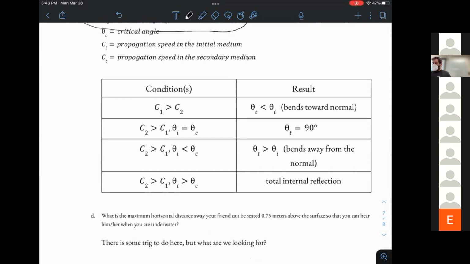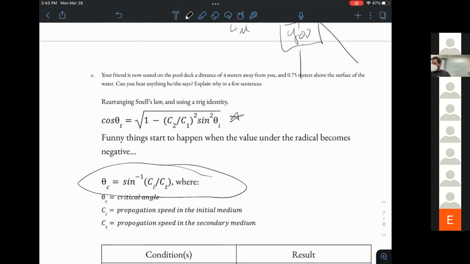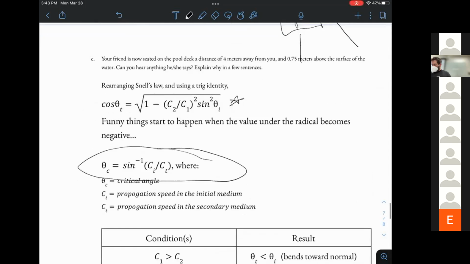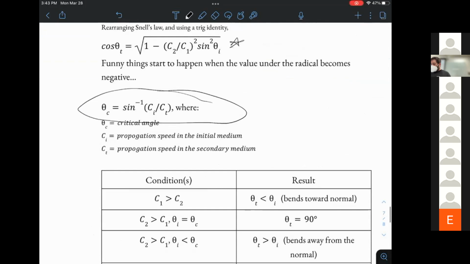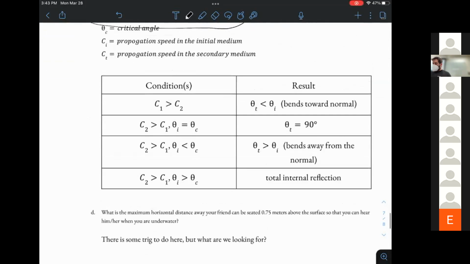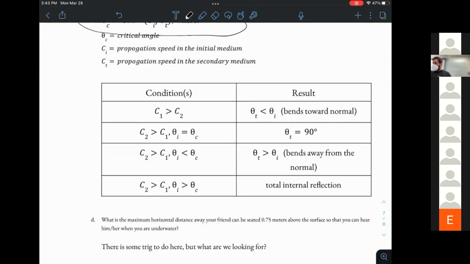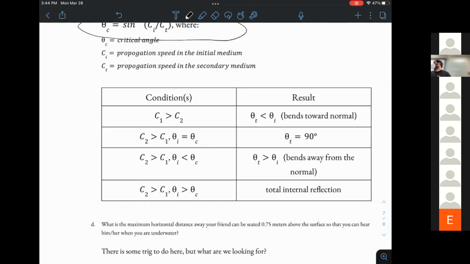So what you're going to do here is calculate the critical angle, right? Or you can calculate theta I. You know C1 and C2, so find out which of these conditions are true for this scenario, and then you'll know what happens. That sound okay?